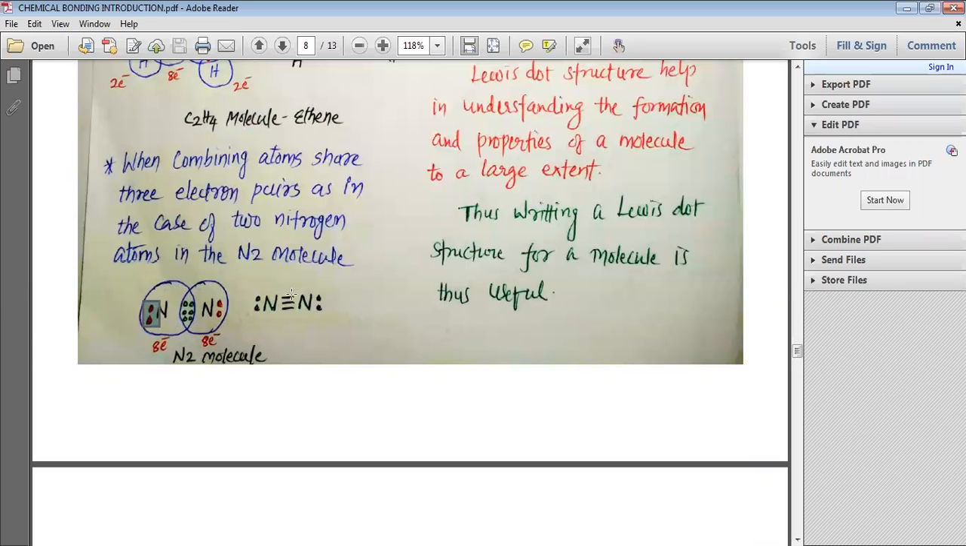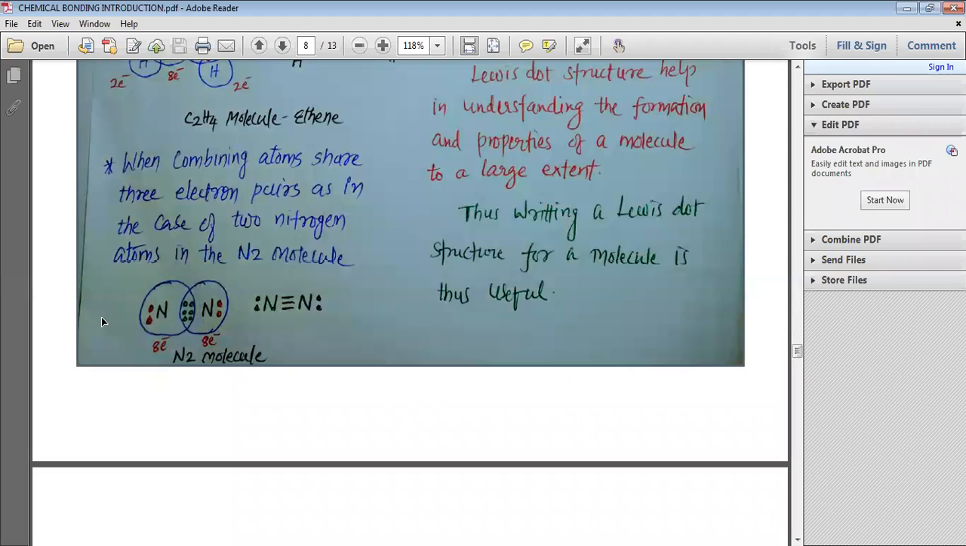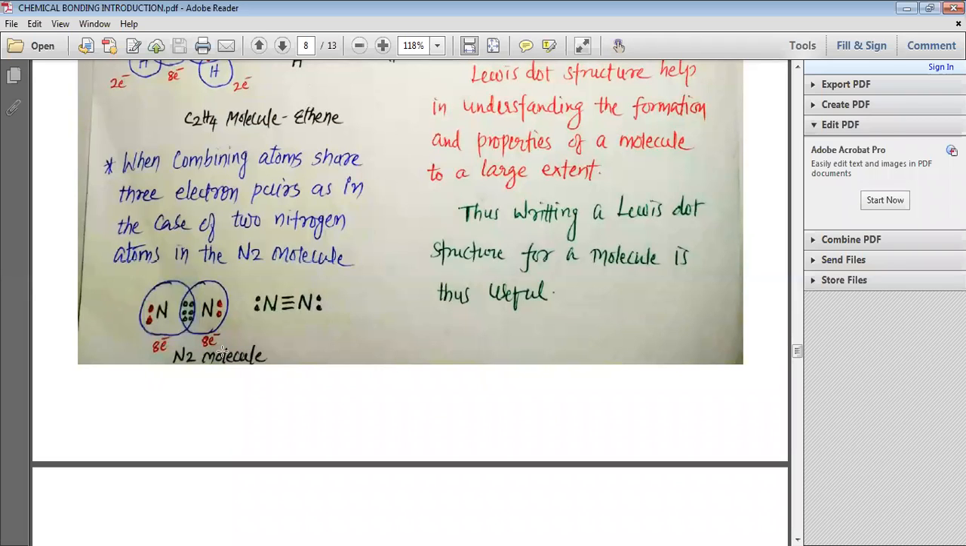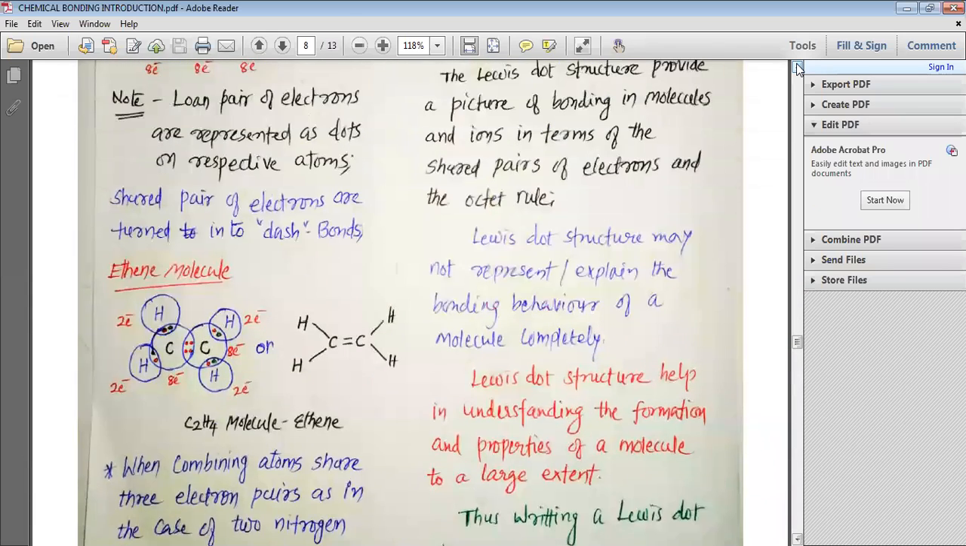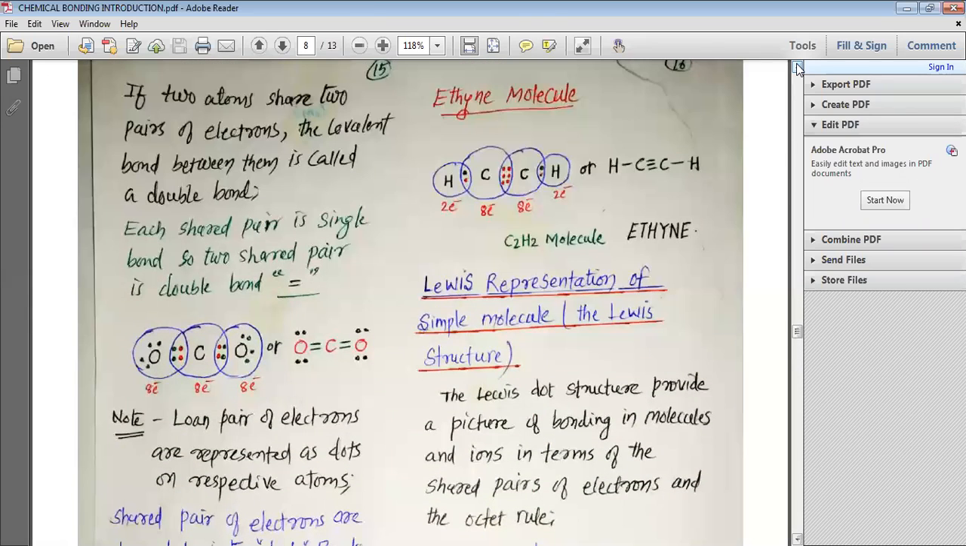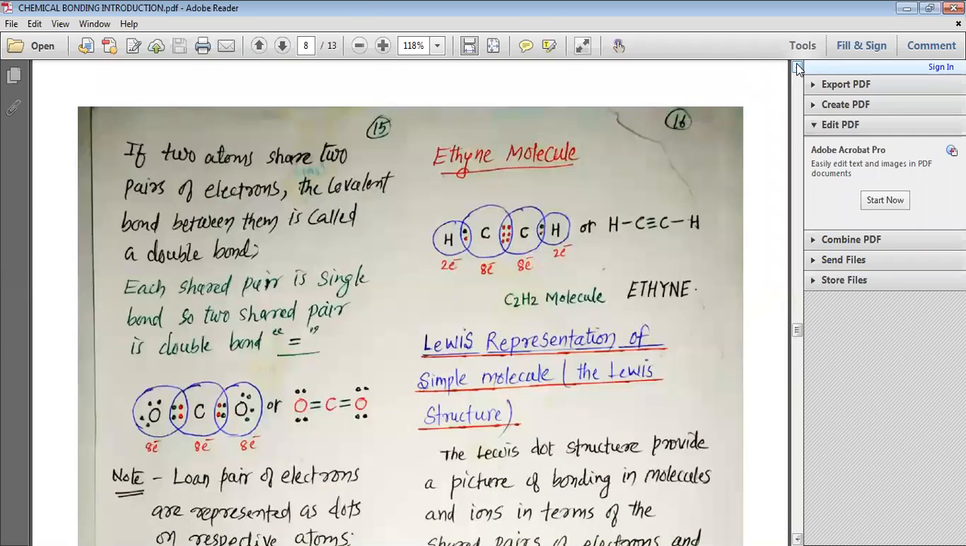Out of those 5, each nitrogen has shared 3 electrons. So that becomes a total of 6, and then 2. So ultimately each nitrogen attains its octet. You can see here that the total number of electrons is 1, 2, 3, 4, 5, 6, 7, 8, and that is why we can say that both nitrogens achieve their octet, and this is how the N2 molecule is formed by a triple bond. So we can even understand the triple bond in the ethyne molecule.